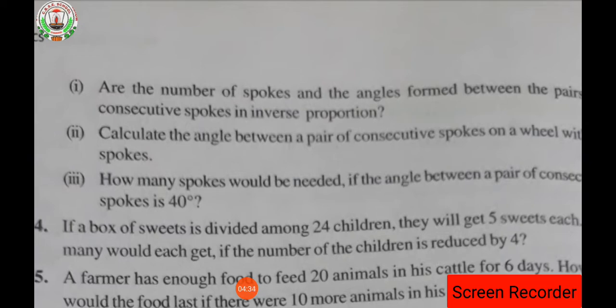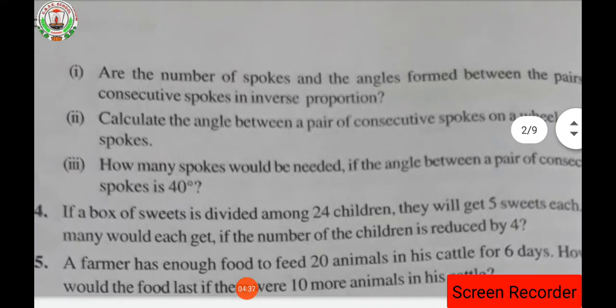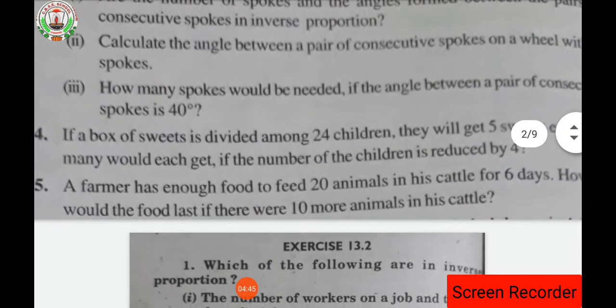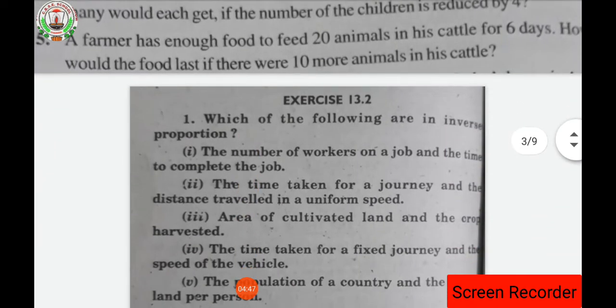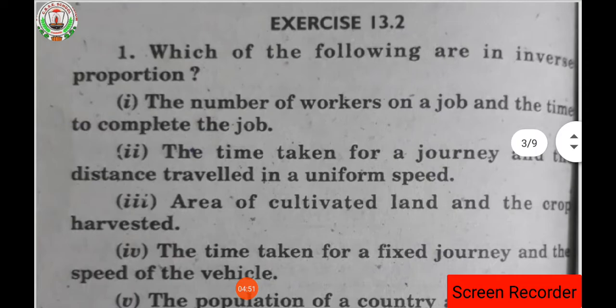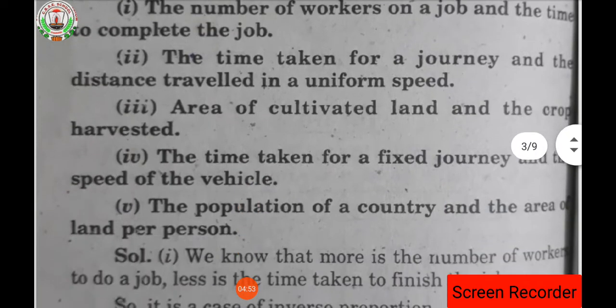Question number 5. A farmer has enough food to feed 20 animals in his cattle for 6 days. How long would the food last for 10 animals? So here we are going to see the solutions one by one. We have already seen the questions for exercise 13.2, isn't it?